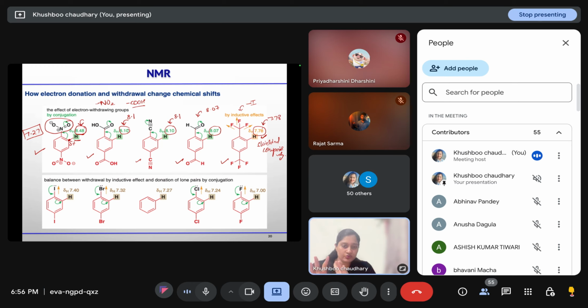These exact values no one will ask you. If anyone asks you questions about arranging them in increasing order of the delta values, for that case I'm explaining this. Is this clear?